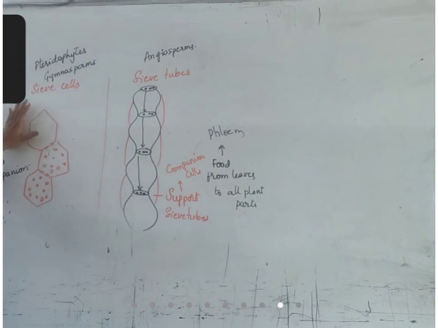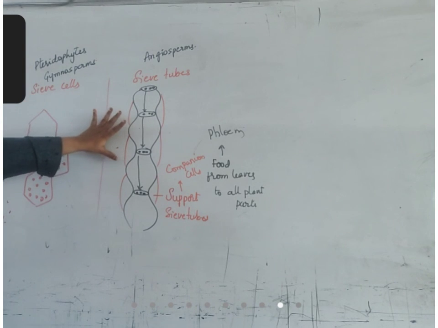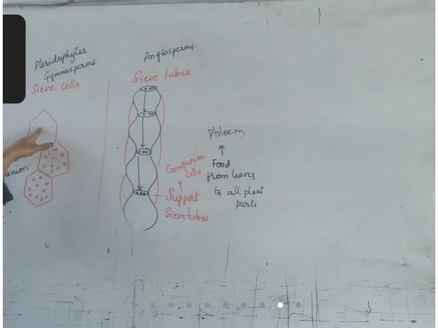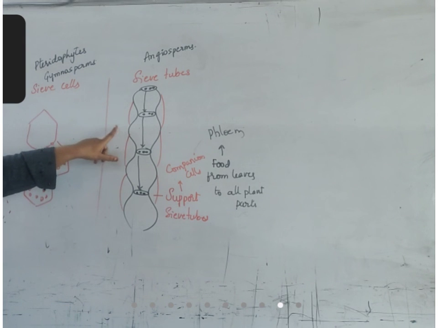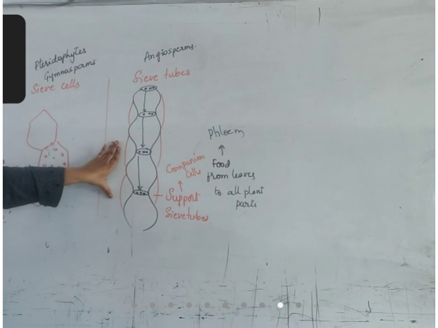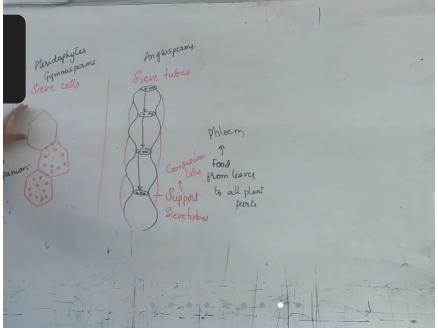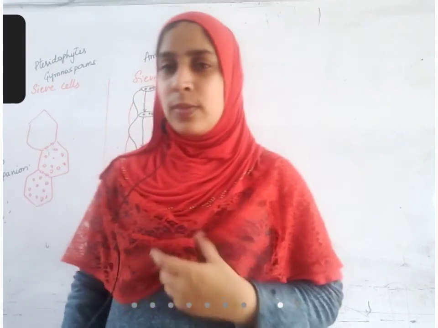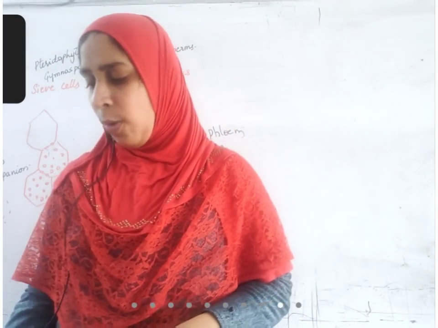Functionally, they are conducting food material, they are also conducting food material. But plants which have sieve cells do not have sieve tubes. Plants which have sieve tubes do not have sieve cells. That thing you should understand. This is the most advanced model present in higher plants, plants which are completely developed. These are present in lower plants, plants which are not completely developed. So that is about xylem and phloem complex tissues.